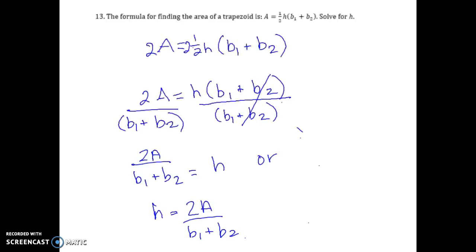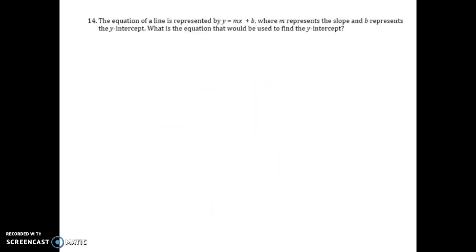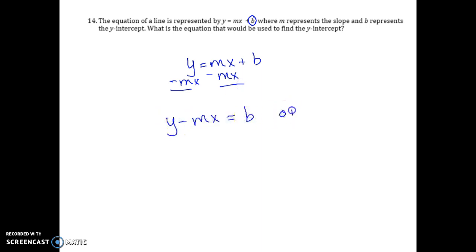Okay, I believe this is the last one. Almost there. Okay. Number 14. The equation of a line is represented by y equals mx plus b, where m represents the slope and b represents the y-intercept. What is the equation that would be used to find the y-intercept? So the y-intercept is actually the b, so we're solving for b. If y equals mx plus b, to solve for b, all we have to do is subtract mx from both sides. Okay, so y minus mx is equal to b, or we can write this as b is equal to y minus mx.